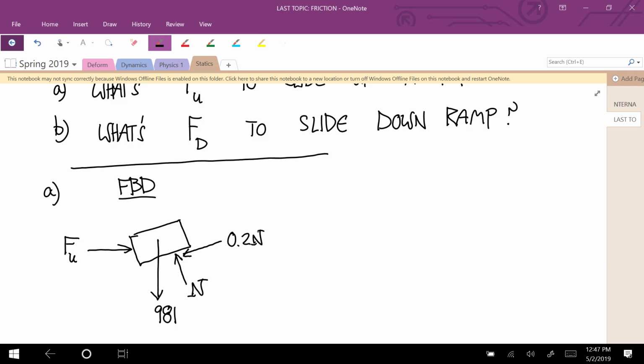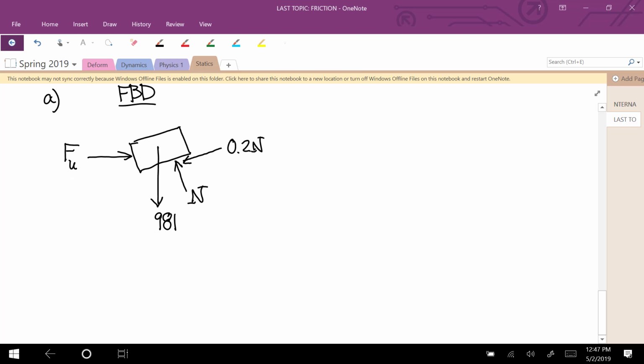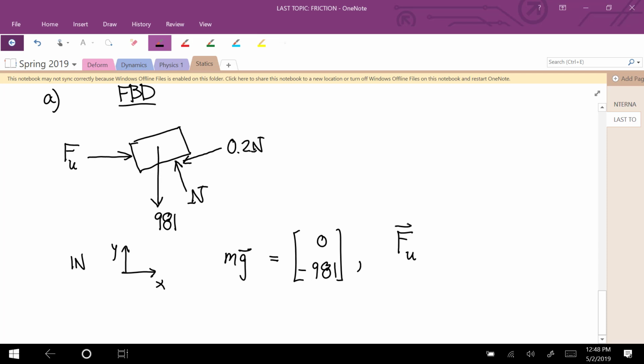In our rotated coordinate system, calculating the friction force and the normal force is easy, but calculating Fu and the weight force is kind of a pain because they're not aligned with the axes. But I'm going to show you a nice way to do it. In our usual coordinate system, before you rotate it, the weight force, mg, is 0, negative 981. And the force vector Fu is equal to the scalar Fu for the x component and 0 for the y component.